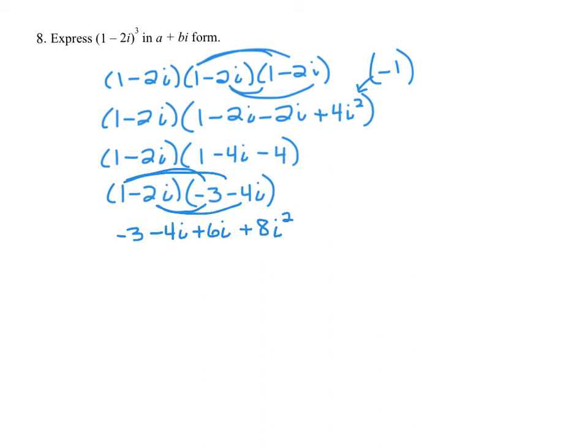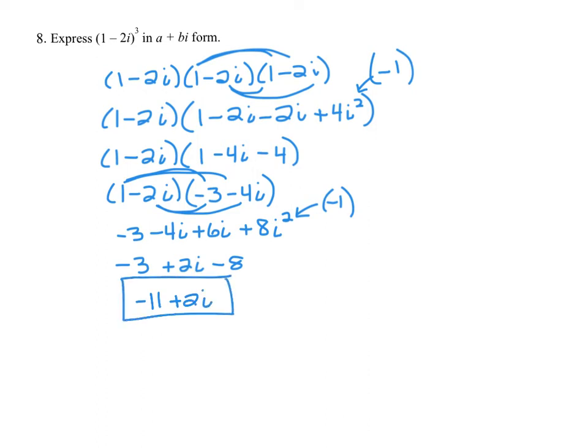All right, so let's see. I'm going to bring down my negative 3. I can combine my like terms. Negative 4i and positive 6i would be positive 2i. And then since i squared is equal to negative 1, positive 8 times negative 1 is negative 8. So I'm going to write minus 8. And then when we combine our like terms, we have a negative 3 and a negative 8, which gives us negative 11. And then plus 2i. So this is my answer.